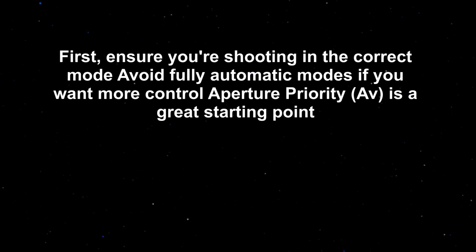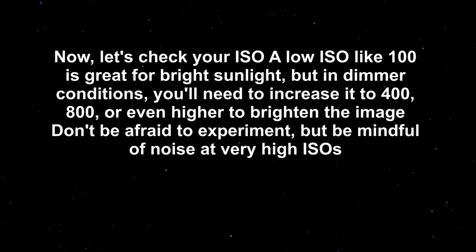Avoid fully automatic modes if you want more control. Aperture priority is a great starting point. Now, let's check your ISO. Low ISO like 100 is great for bright sunlight, but in dimmer conditions, you'll need to increase it to 400, 800, or even higher to brighten the image. Don't be afraid to experiment, but be mindful of noise at very high ISOs.